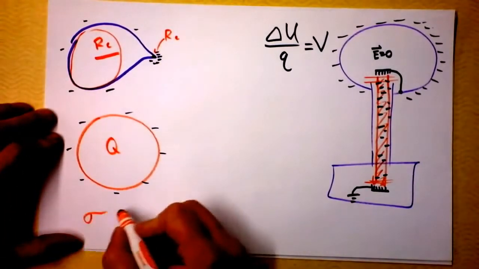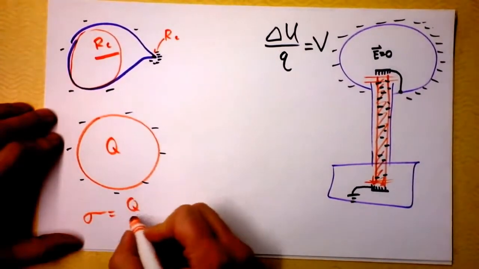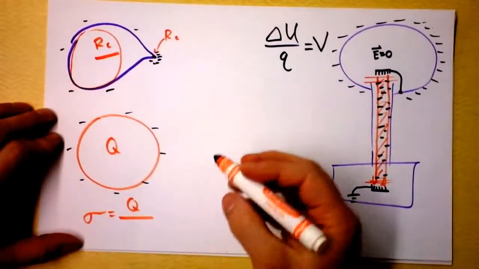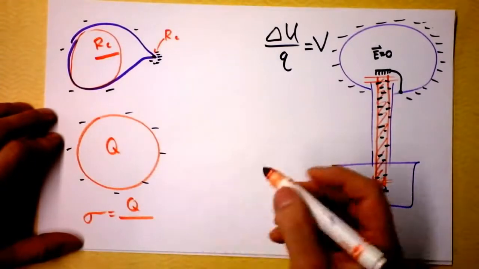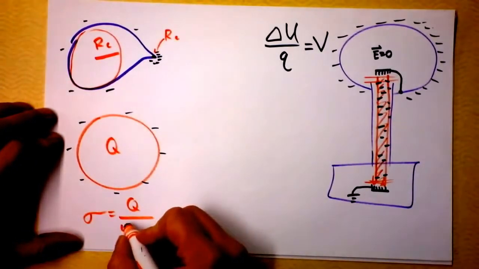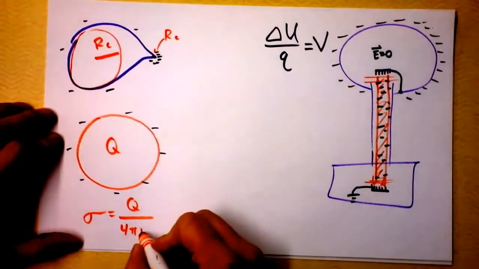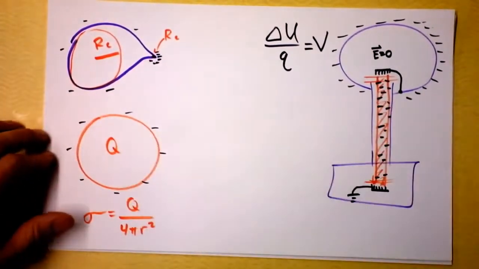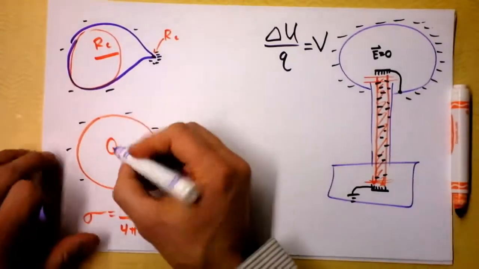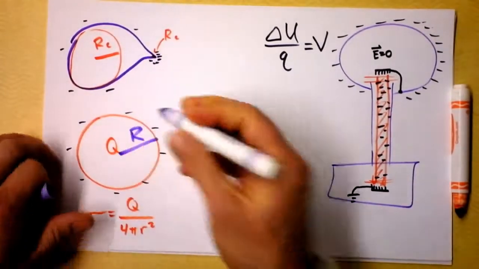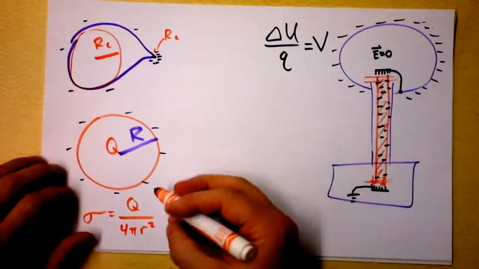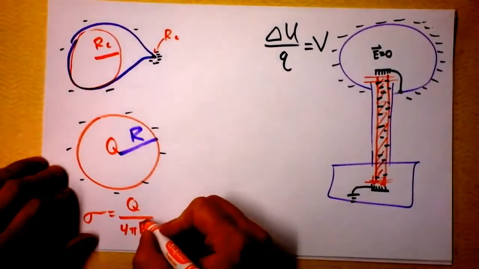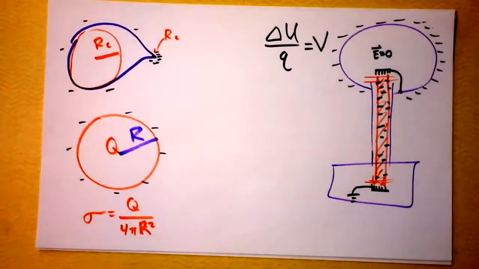The charge density, sigma, is going to be the charge divided by the surface area of that sphere. And I'm going to give you some radius R of the sphere, but it's going to be 4 times pi times R squared. That's my charge density. Let me give you an R so you can see it. And I'll make this a capital R so it agrees. And we've got that charge density.